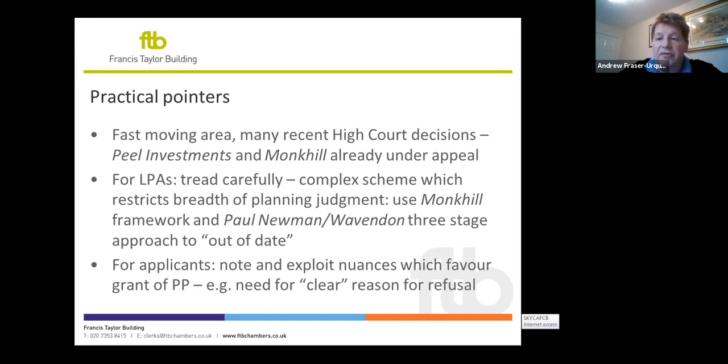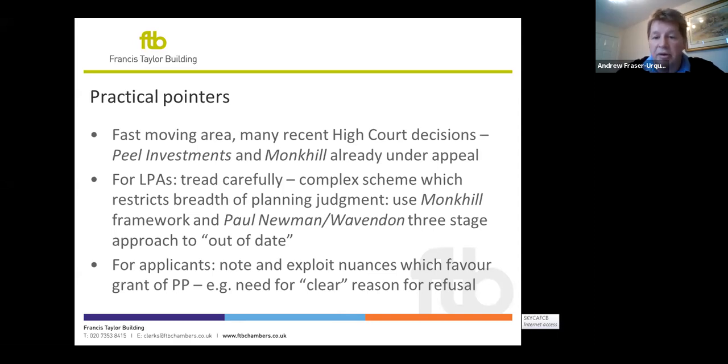Take heart from the fact that the Wavenden decision, by saying that a basket of the most important policies has to be weighed up and then considered as to whether or not it's in or out of date, is useful for local planning authorities. Because of the old game of developers seeking to find somewhere, anywhere in the development plan, a policy that was out of date, and therefore trying to say that even on the basis of a relatively minor policy being out of date, the tilted balance was in play.